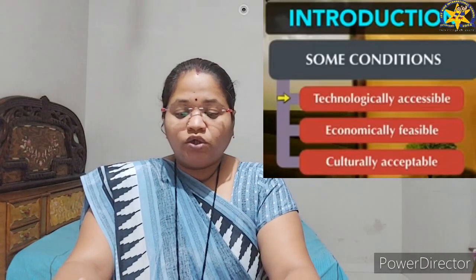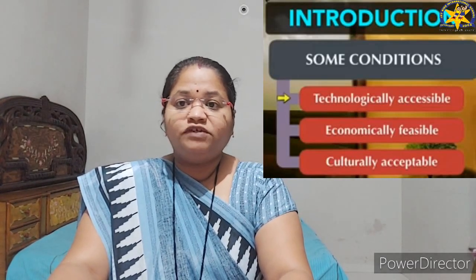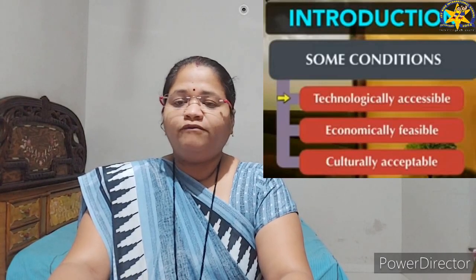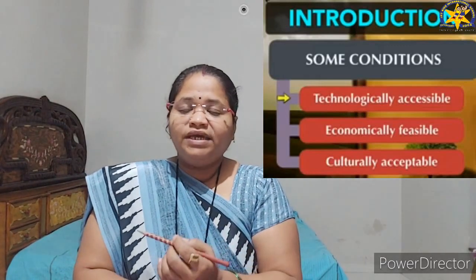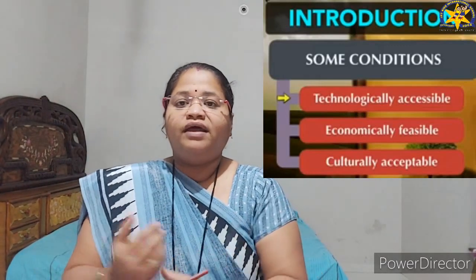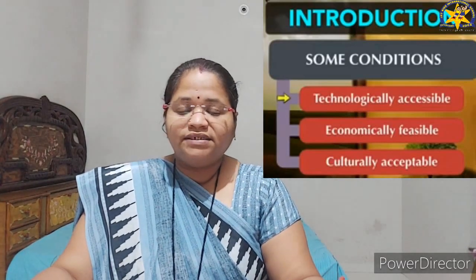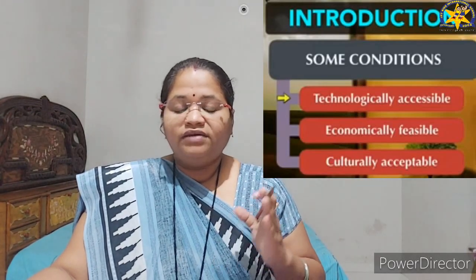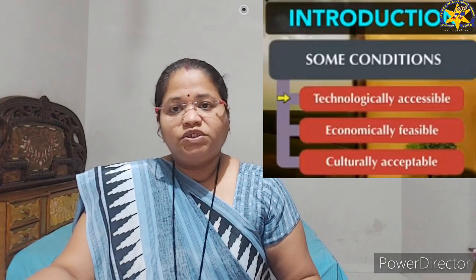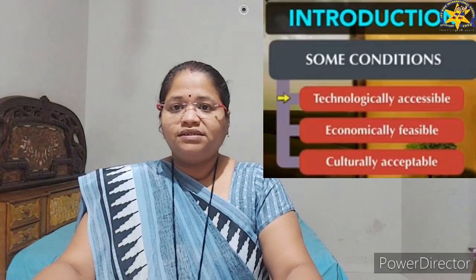And the third thing is being culturally acceptable. Some of the things which we are using should have to be accepted by the society too. So when we are using any resource which is present in the environment which satisfies our needs, it should be technologically accessible, economically feasible and culturally acceptable. So this is called a resource. One mark question answers, maybe they will ask you, what is a resource.